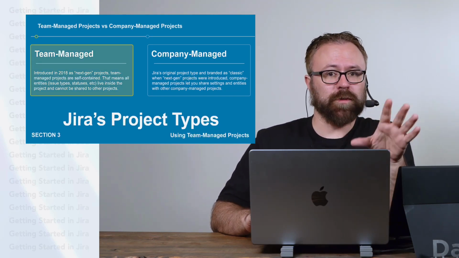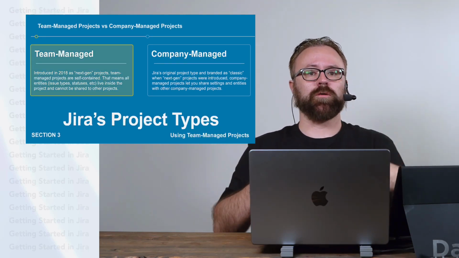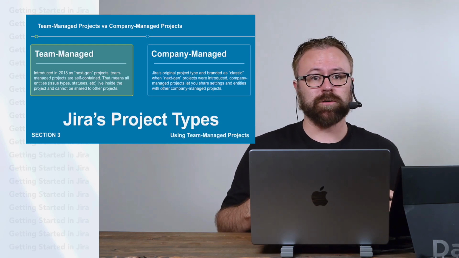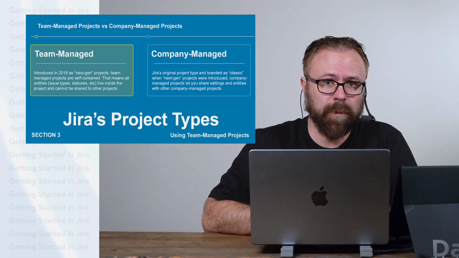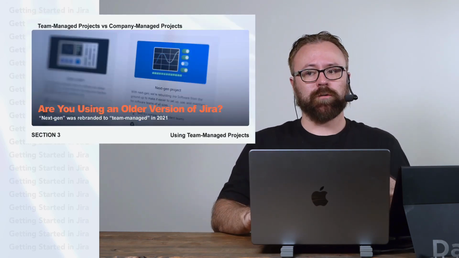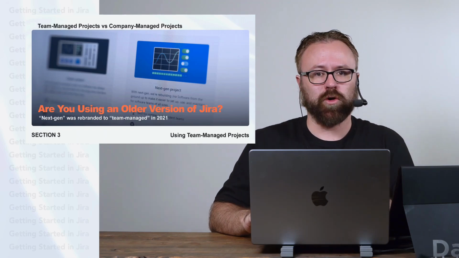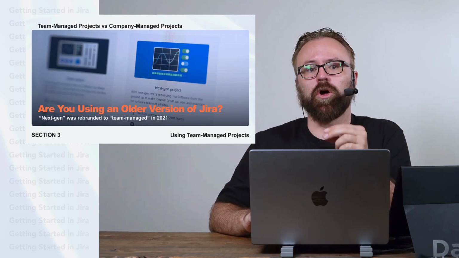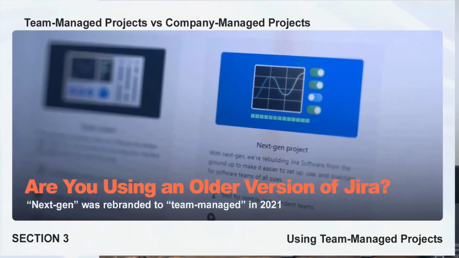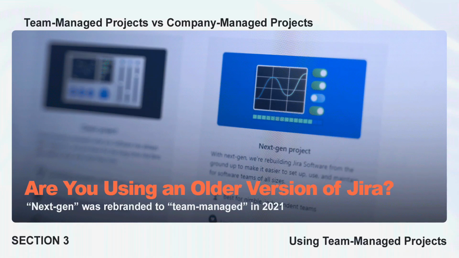Now, as a quick note, this is another great example. If you recall from our last section when we learned about the Your Work page in Jira, this is another indicator of you potentially using an older version of Jira. If you see something called a next-gen project, because that's what team-managed projects used to be called in 2018 when they were introduced into Jira for the first time. Now, they were rebranded to team-managed projects in 2021.